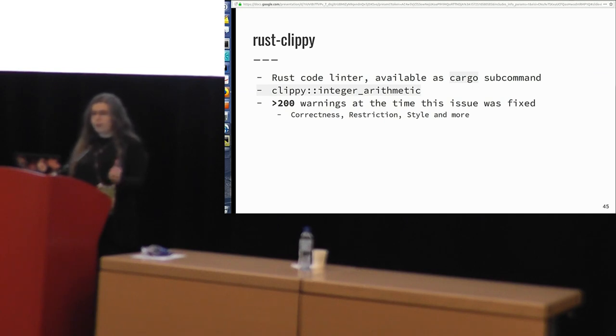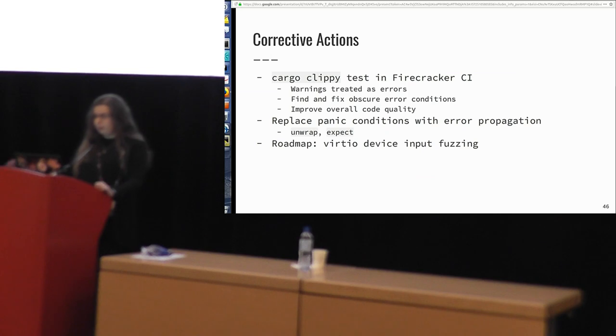And at the moment we ran it, when this pull request was submitted, there were over 200 linter warnings pertaining to several linter categories like correctness, restriction, and style, and more. So we figured out that was kind of a problem, and we kickstarted an effort in the form of GitHub issues to clean up our code and harden it. We added a test in the Firecracker CI suite that runs Cargo Clippy, treating warnings as errors. So if any of the code looks weird and the linter doesn't like it, the CI will fail and the pull request will not go through. This has allowed us to find and fix some more obscure error conditions before shipping anything to production. Some more overflowing arithmetic, some pointer casts, some non-pointer casts, and several others.